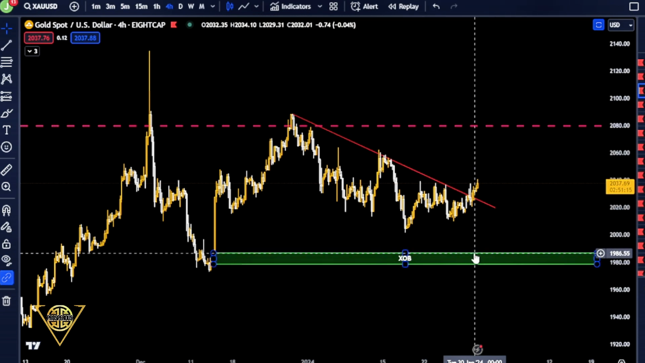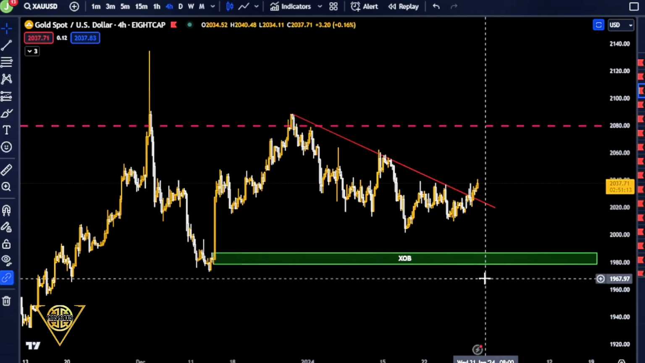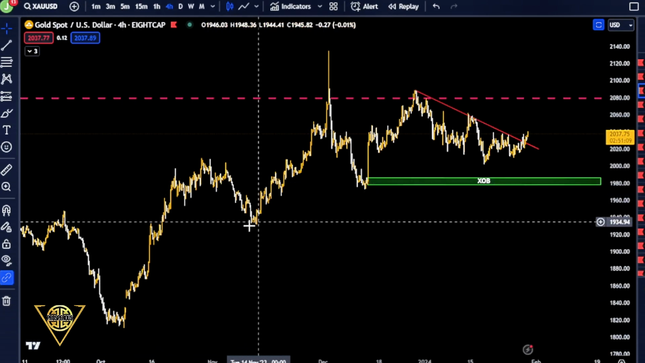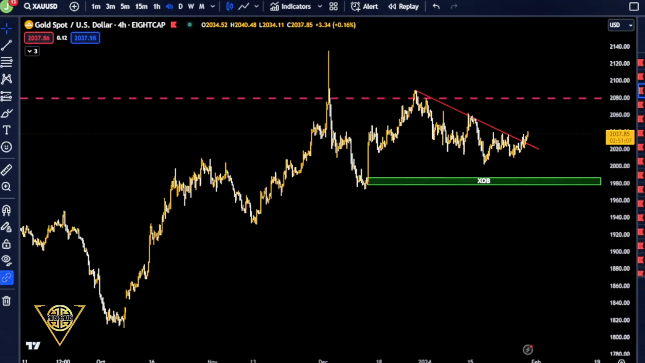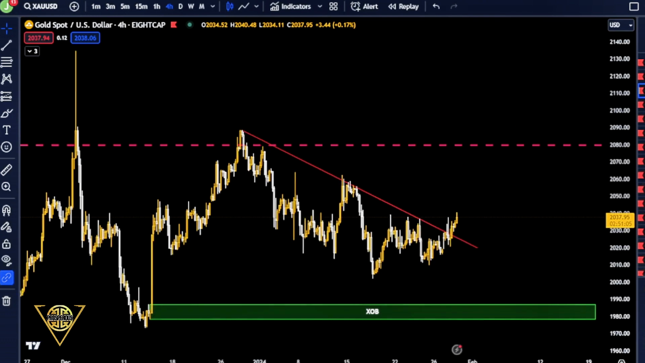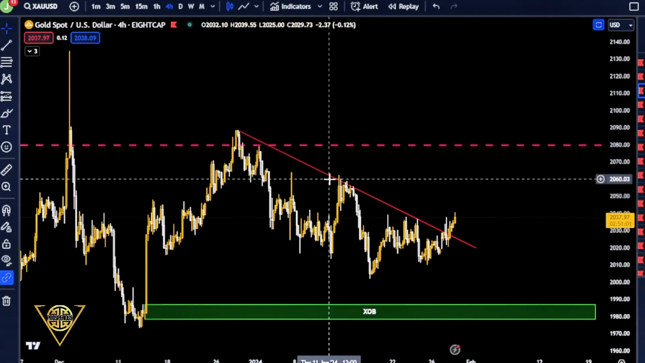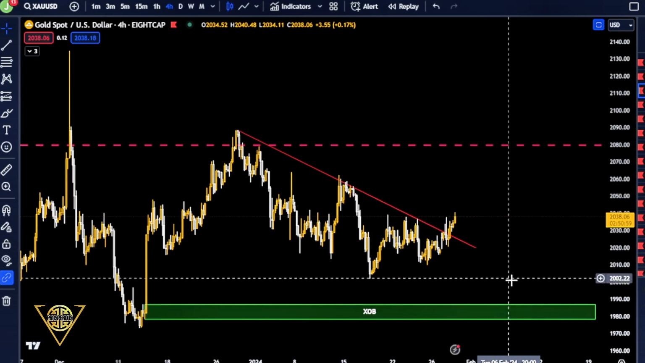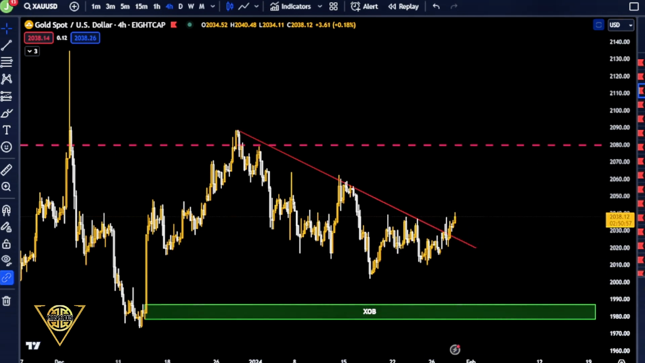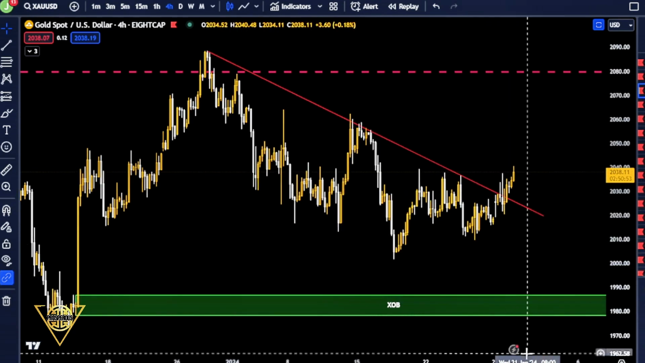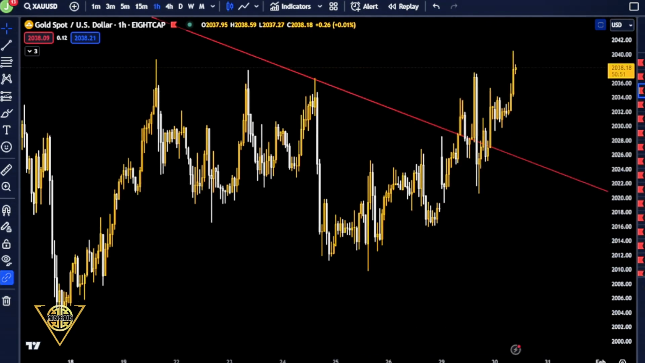Just because there is an extreme order block, it doesn't mean that market has to come down there. There's a lot of liquidity down here, but market doesn't have to come down and grab that liquidity. I said also that we see this trend down here, and if market breaks this trend, so basically if it takes these highs here, okay.